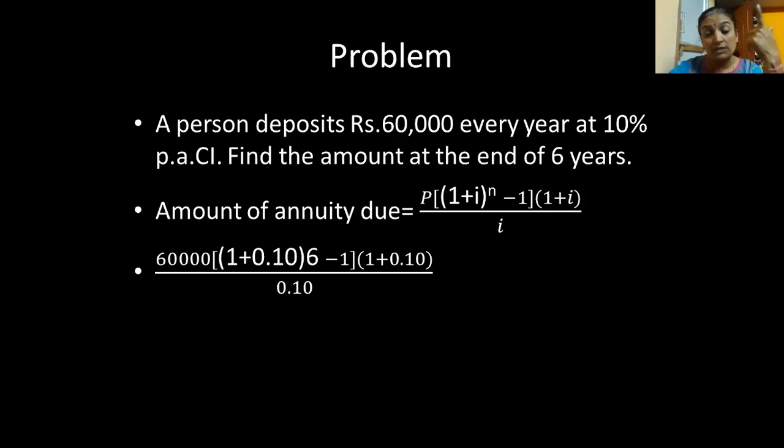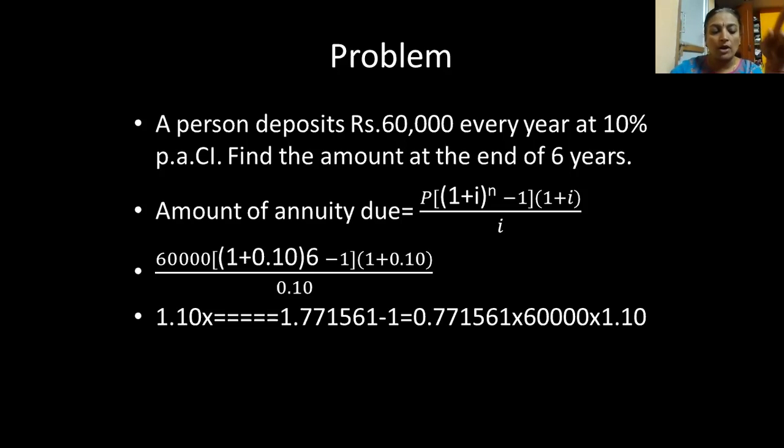Raised to the power of 6 means you have to put the multiplication mark, then press the equal mark 5 times. Then it comes 1.771561. Minus 1, that means 0.771561. And it should be multiplied by one more thing, that is 1.10 is also there.